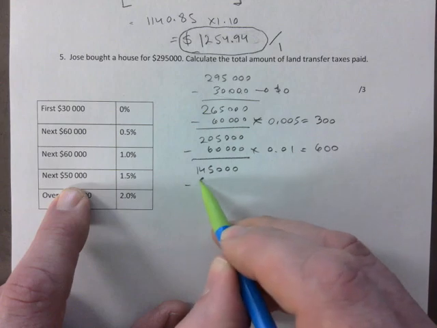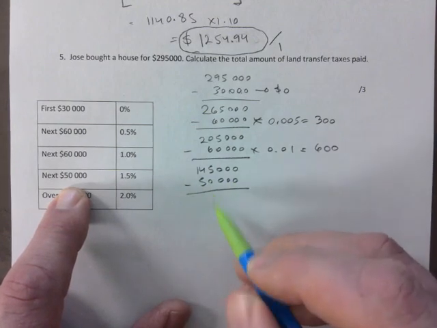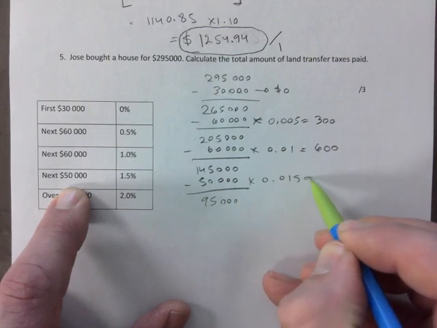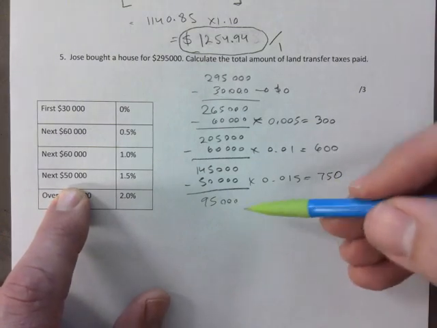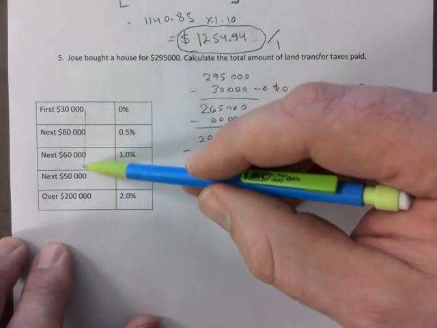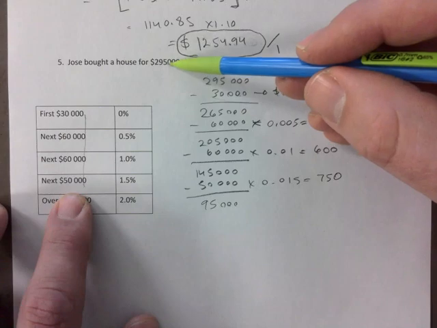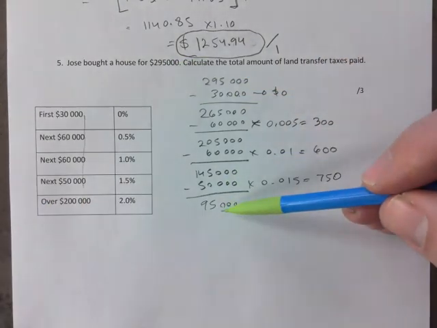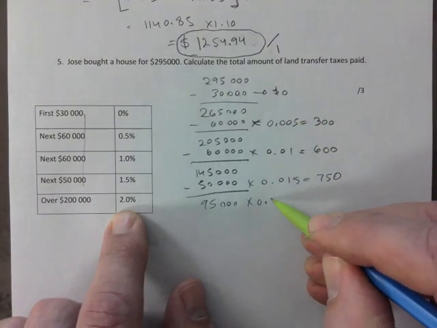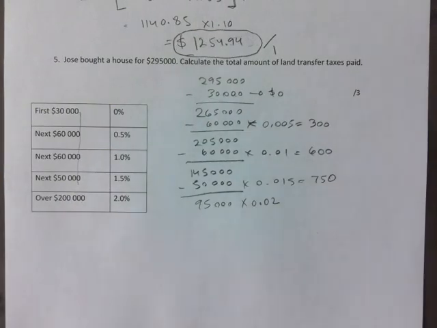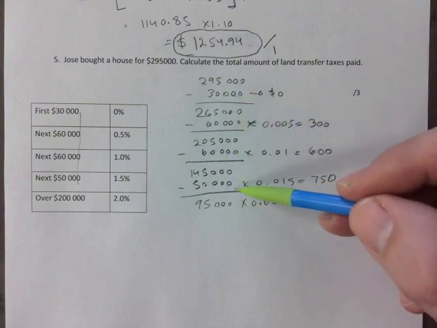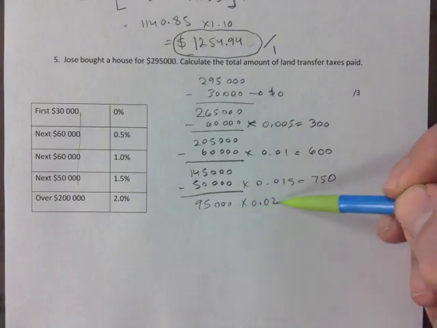The next amount is 50,000. That leaves you with 95,000. This is 1.5%, right? Which is 750. Does it make sense that this is 95,000? If you think about it, this table gets you up to 200,000, which means that you should have 95,000 left over, right? Past it, that gets taxed 2%. No more subtracting after the 30, 60, 60, 50. That adds up to 200,000. That's it. Anything over, flat 2%.